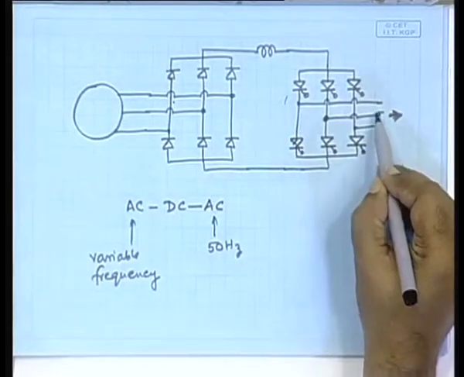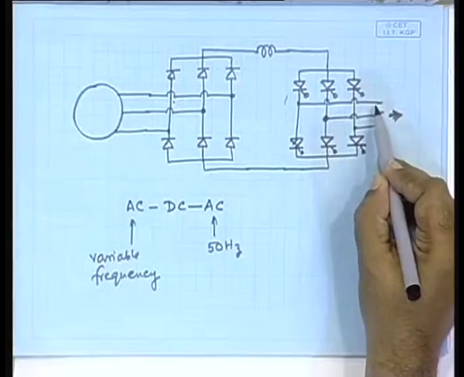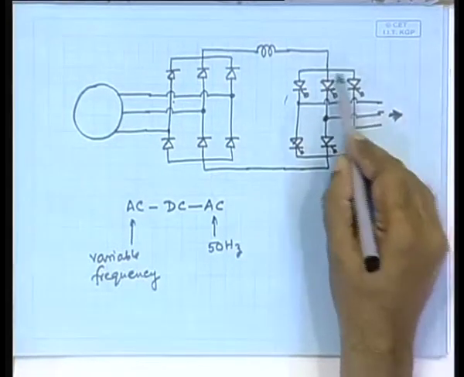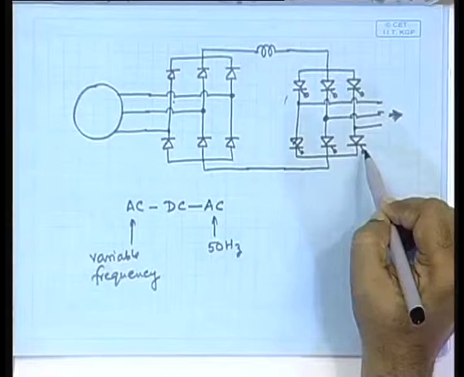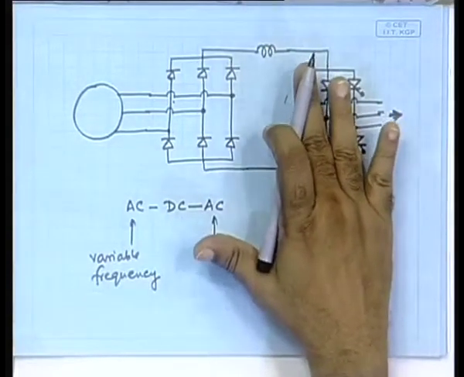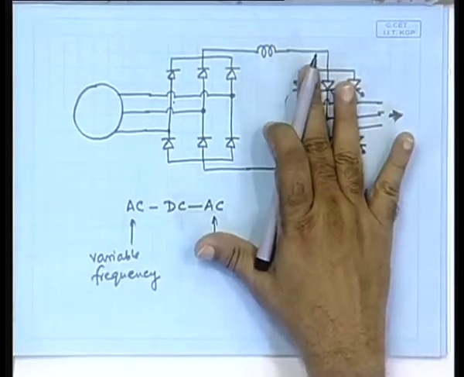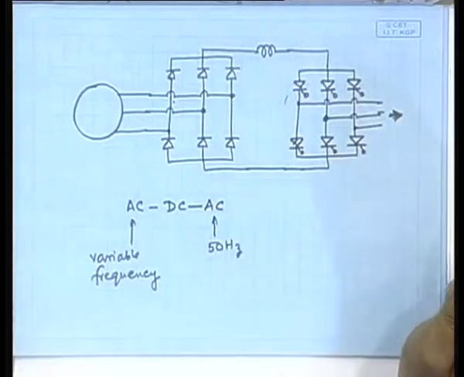Where does the reactive power of the load come from? They can come from capacitor banks connected here, or it is nowadays possible by properly firing these thyristors to generate the reactive power here itself. That means by this arrangement it is possible to generate the reactive power.